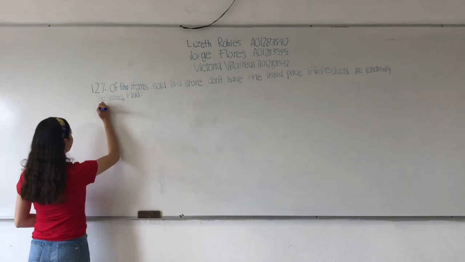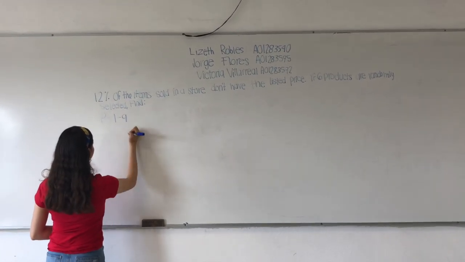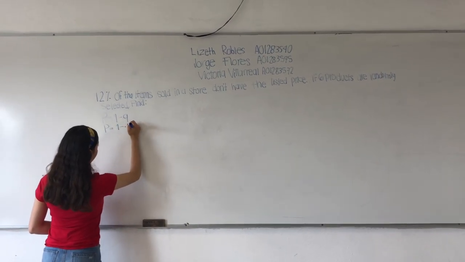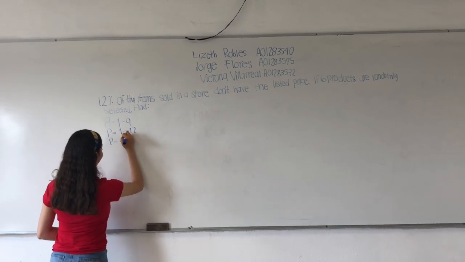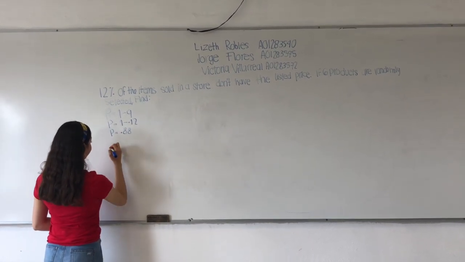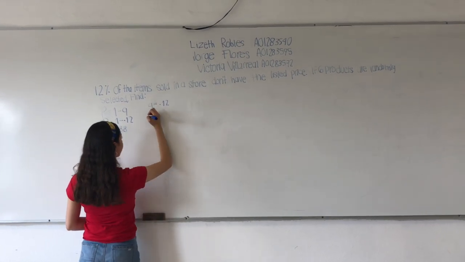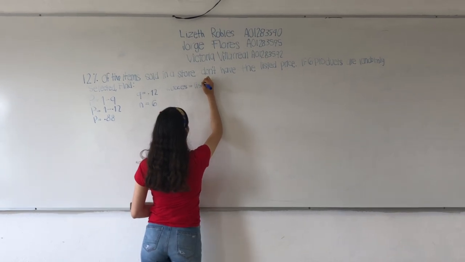First, we're going to find P. P is 1 minus Q. So we are going to substitute 1 minus 0.12. So P is equal to 0.88. Q is 0.12 and n, that is the sample, is 6. We need to remember that the success in this problem is the listed price.